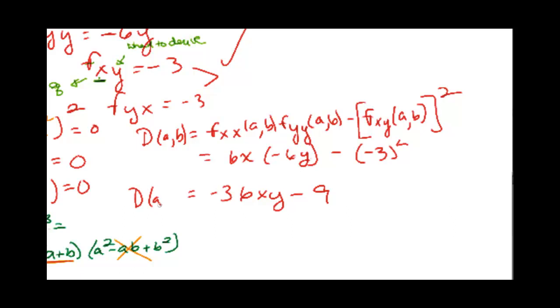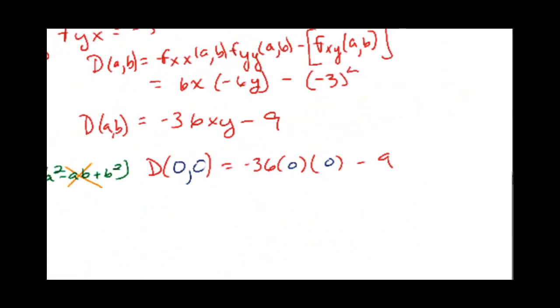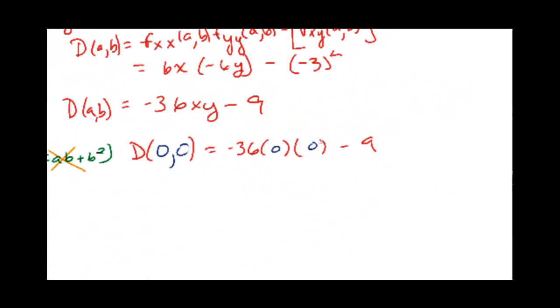So now we're going to have to apply that for D of the first critical point, which was 0, 0 from our work earlier. -36 minus 9. Plug in a 0 and 0 there. That's what the f of xx AB means. Plug in that critical point there. And that's going to give you a value of -9, which is less than 0. Therefore, 0, 0 is a saddle point.